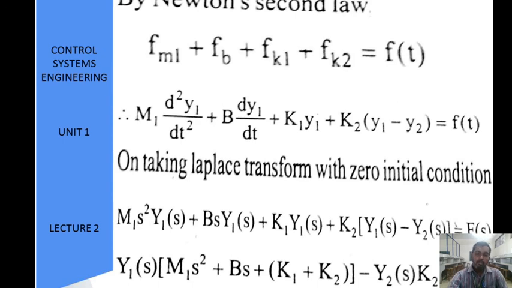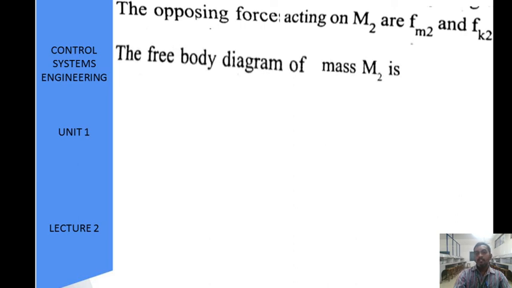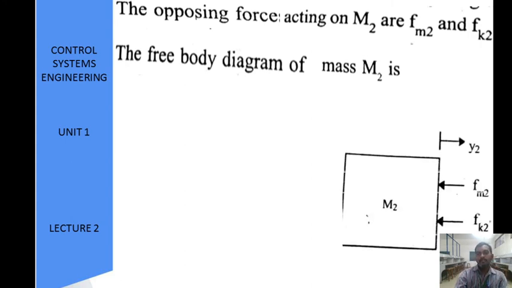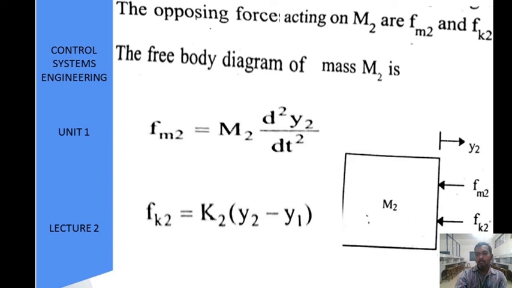As we know, we need to find the transfer function, that is Y2(s) by F(s). The opposing forces for m2 we are also going to calculate. The opposing forces for m2 are fm2 and fk2. In the free body diagram for m2, the applied force is 0 and the opposing forces are fm2 and fk2. Therefore fm2 equals m2 into d square y2 by dt square, and fk2 equals k2 into (y2 minus y1).